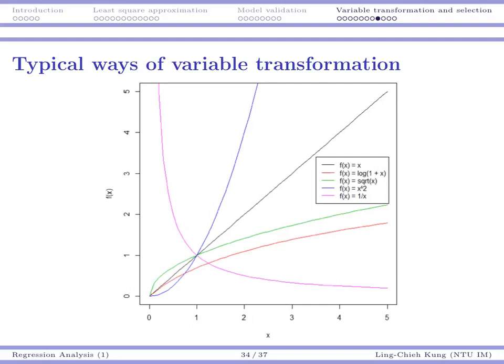On the other hand, if you tend to believe that when x goes up, y would also go up, and the marginal impact will increase, then you probably want to try x squared or even x cubed. That's both possible. Finally, if you believe when x goes up, y would go down in a nonlinear way, in a reciprocal way, then you probably want to try 1 over x.